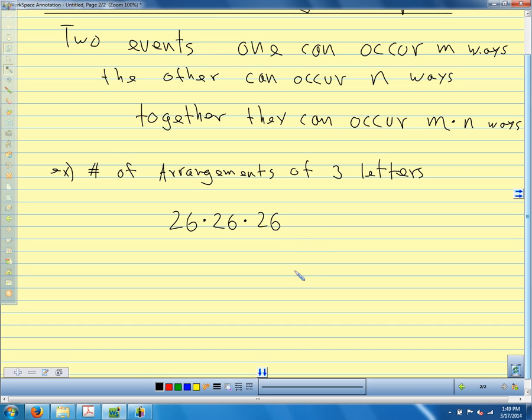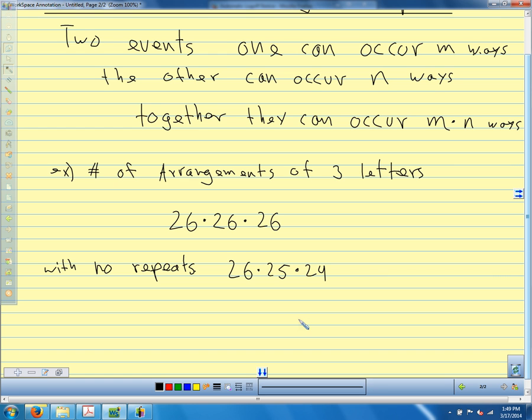What if we didn't allow repeats? So this would be a with no replacement example. So if we're not allowing repeats, how many do we have for the first letter? 26. For the second? 25. And then 24. So our total numbers would be slightly different with repeats and without repeats.